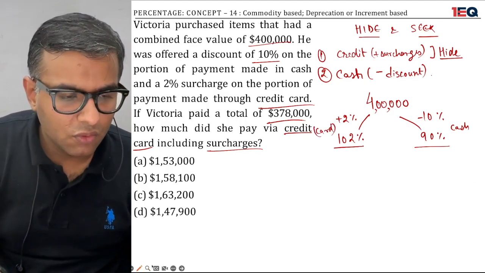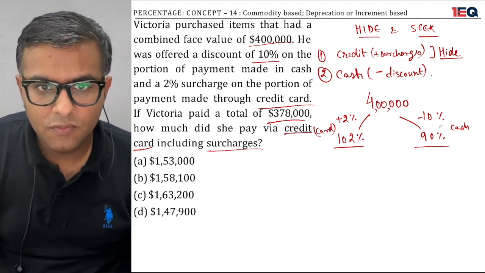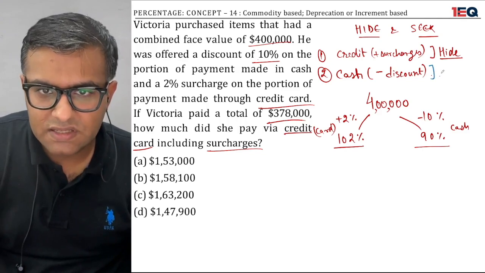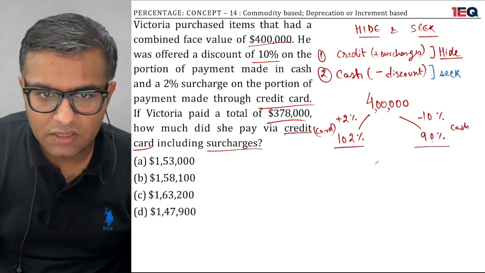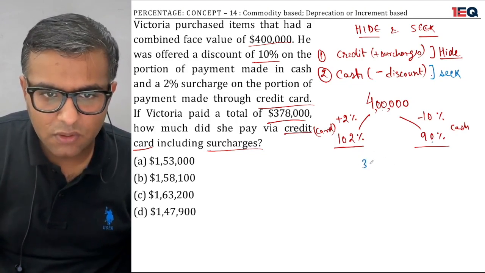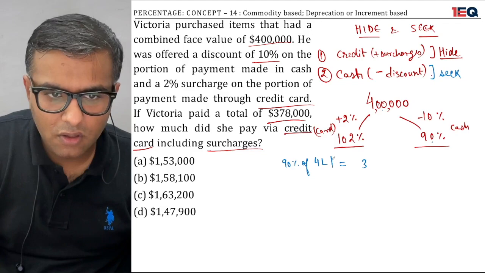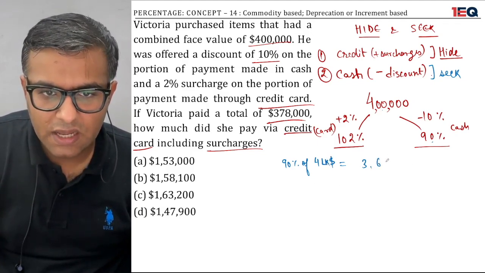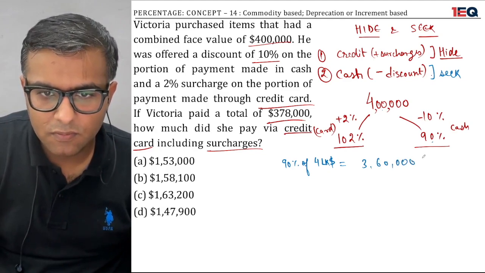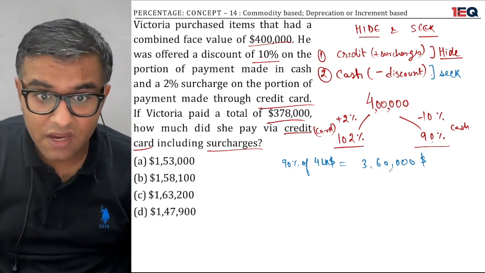Now to do the calculations, I just change my pen color. 102% and 90%. As I've told you, I would seek only the cash part of it. So 90% of 4 lakh dollars is equal to 3 lakh 60,000 dollars.